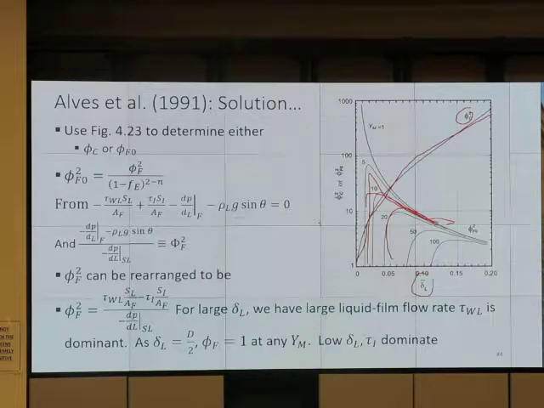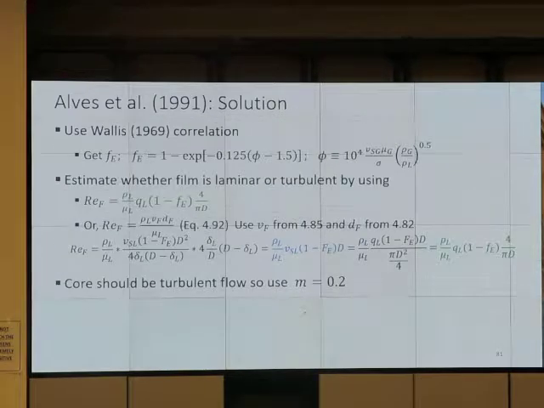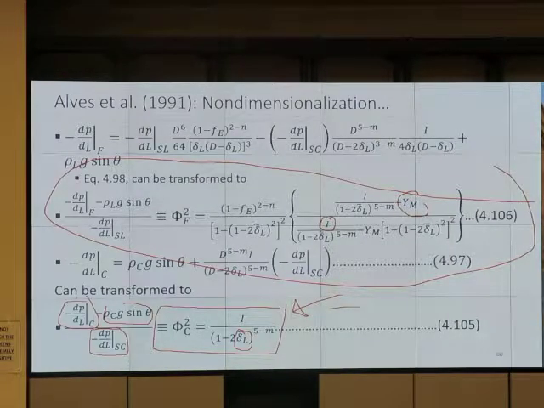Alright, use two graphs. Get delta first, then get phi c squared. From phi c squared, you can get total pressure drop. Total pressure drop comes from this term: minus dp/dL sub c is the same as minus phi c squared times dp/dL sub f.